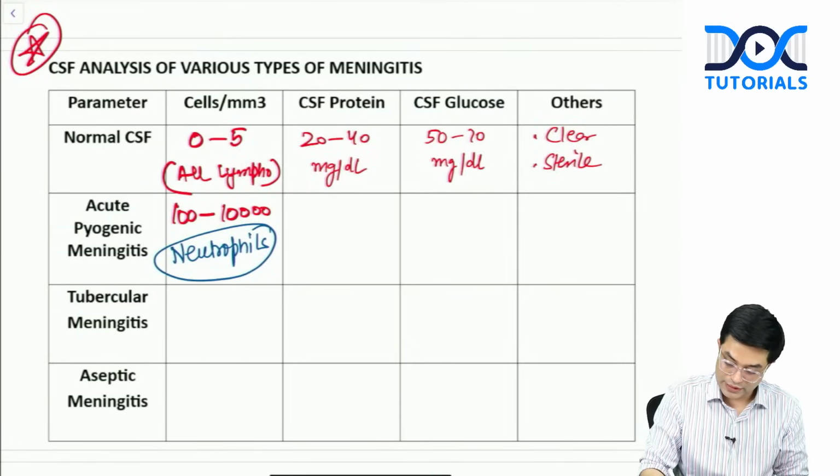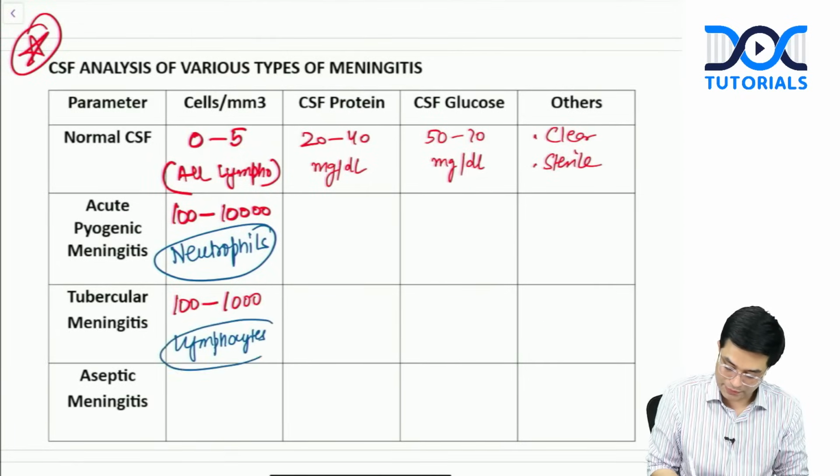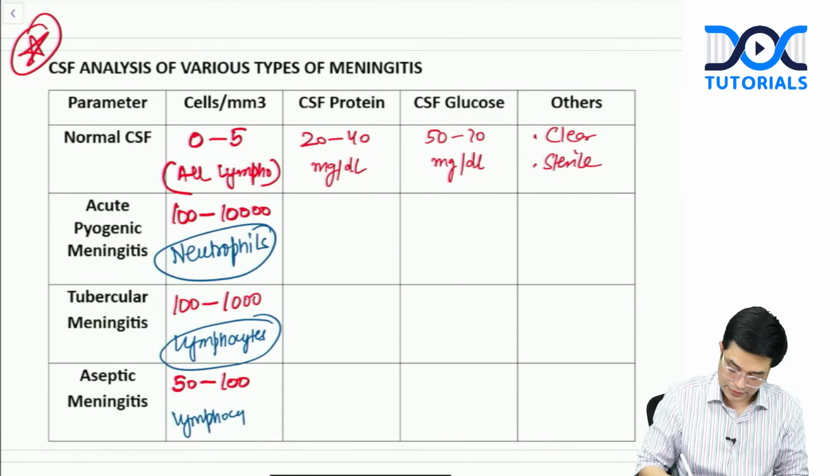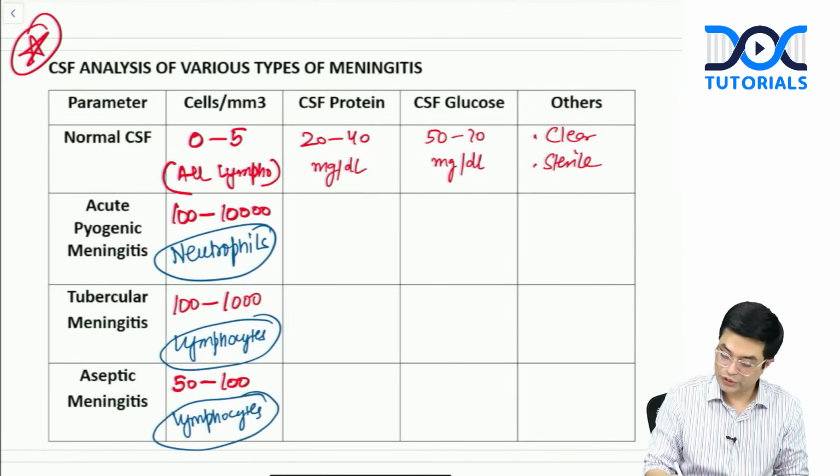दूसरा, tubercular meningitis में कौन से सेल? 100 to 1000, less than that, but lymphocytes are found. And aseptic meningitis में lymphocyte मिलते हैं, but the cell count is only 50 to 100 and they are also lymphocytes, right? फिर CSF protein की बात करते हैं.